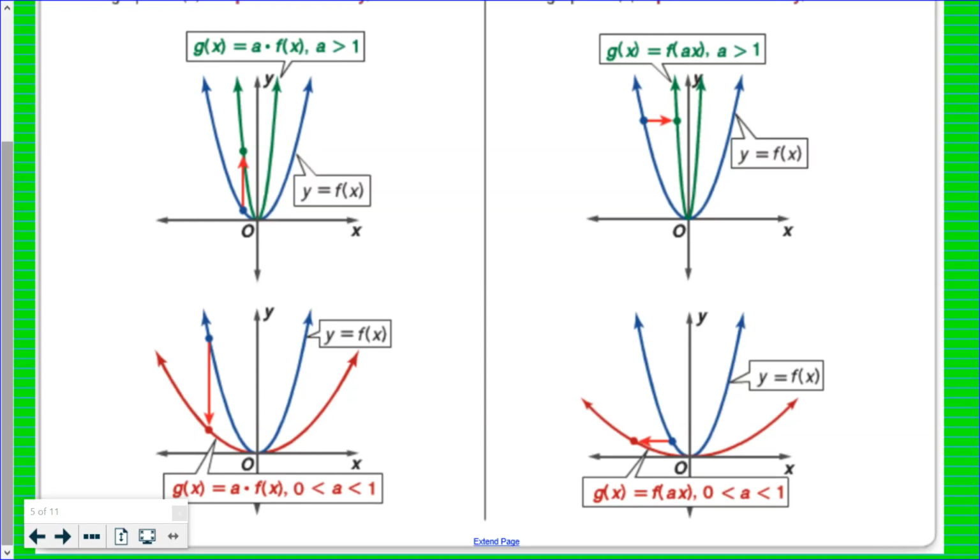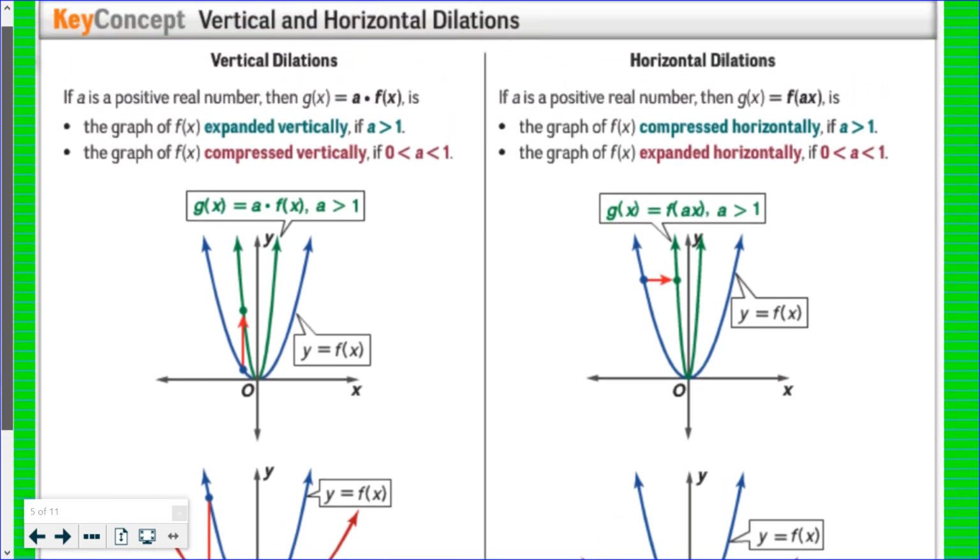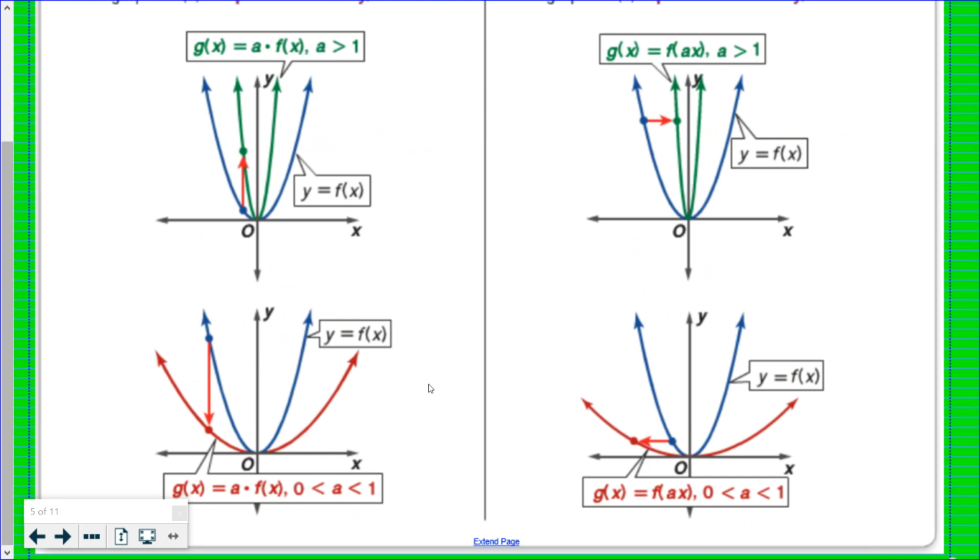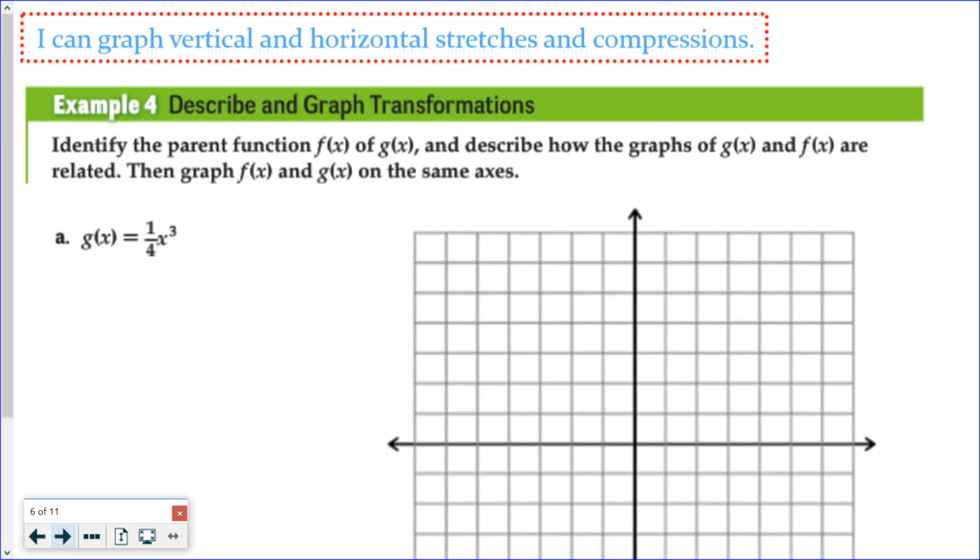Okay, so it's section 1.5, day 2. We're talking about our non-rigid transformations. That would be our vertical stretches and compressions and our horizontal stretches and compressions. So the key thing to remember here is that a vertical stretch looks the same as a horizontal compression, and a vertical compression looks the same as a horizontal stretch. So let's look at it in action.